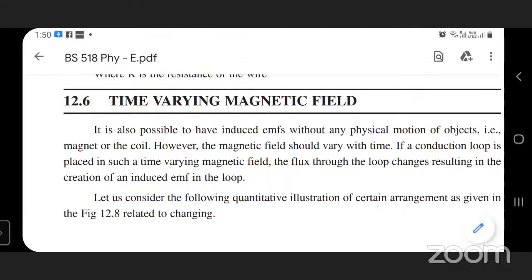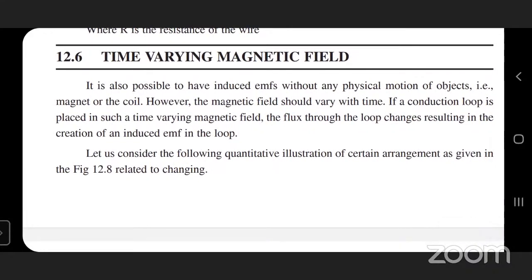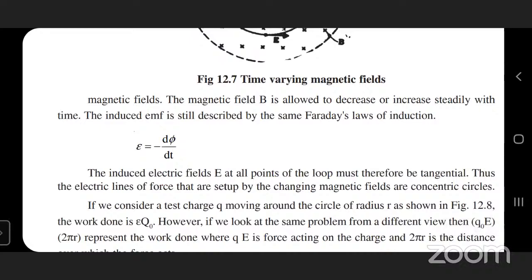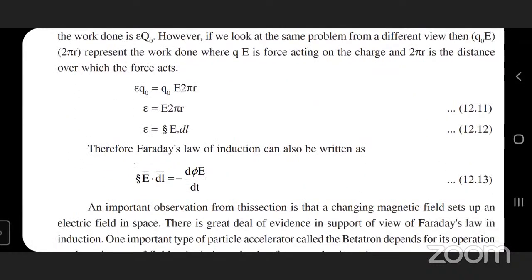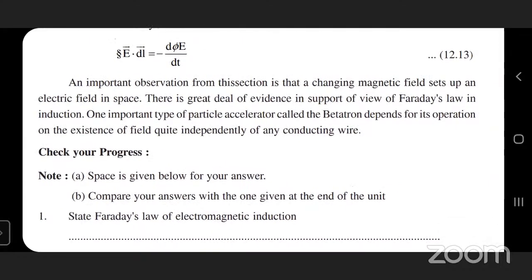What are time varying magnetic fields? Time varying means the magnetic flux is changing with respect to time, d phi by dt. According to Faraday's law, E equals minus d phi by dt. By substituting the E value, the line integral of E dot dl equals minus d phi by dt. So a changing magnetic field can set up an electric field in space, and there is a great deal of evidence supporting Faraday's law of induction, as well as an important type of particle accelerator called a betatron.